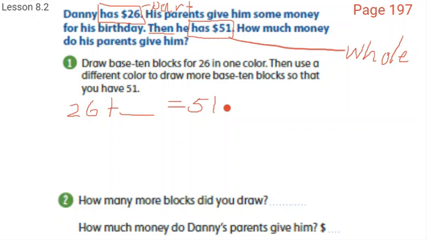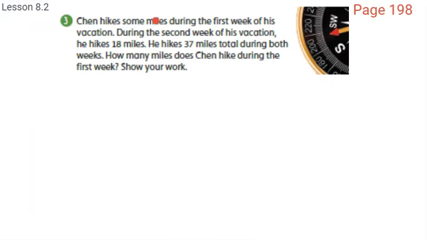Again, I helped you set this problem up, but it's up to you to finish it. And remember, it says here, how many more blocks did you draw? Try it with the 10 blocks, or the 10 rods, and the 1 units or the 1 blocks there. So how much money do Danny's parents give him? So you need to write the answer there. Let's go to the next problem.